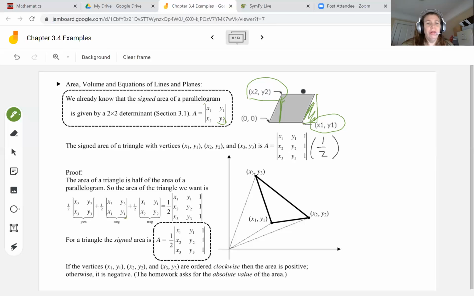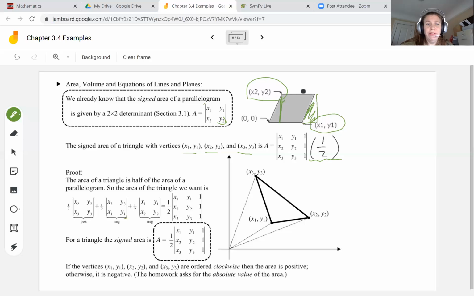So we are going to show that the signed area of a triangle with vertices x1, y1, x2, y2, and x3, y3 is half times this determinant of x1, y1, 1 in the first row, x2, y2, 1 in the second row, and x3, y3, 1 in the third row. So make sure you see I multiply by half because we know the triangle corresponds with half the area of the rectangle. Okay, so we are going to take on our proof.